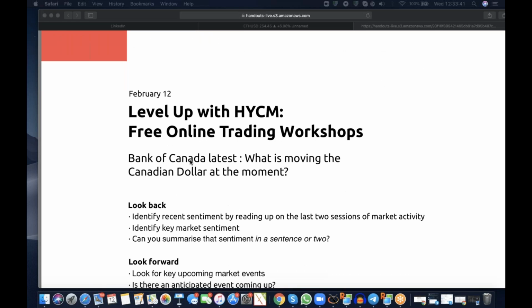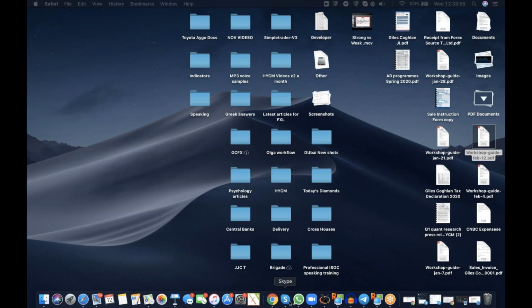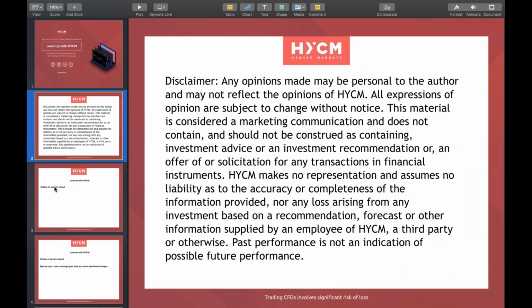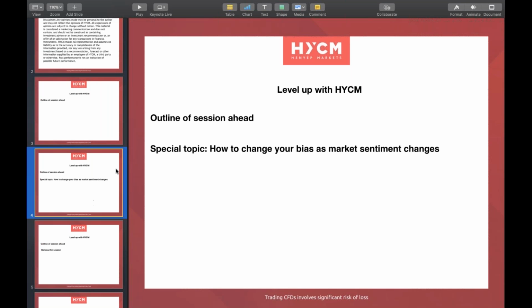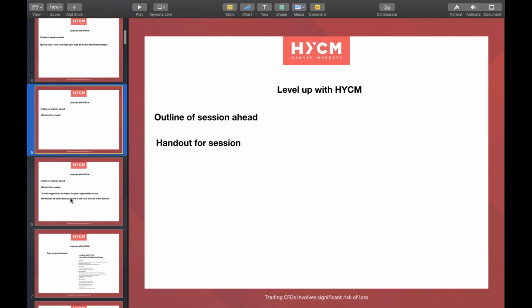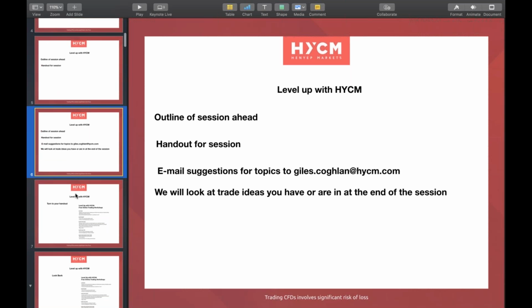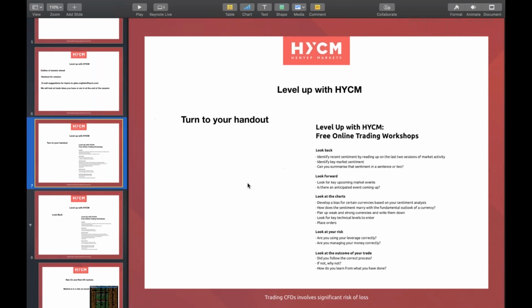So the special topic we're looking at today is what is moving the Canadian dollar at the moment. We'll have a little look at that during the workshop as well. I'll close that down for now and we'll open up our keynote. So we cover the special topic, which is looking at the Canadian dollar for this situation. And don't forget, for any suggestions for topics, you can just email me at giles.coughlin@hycm.com.